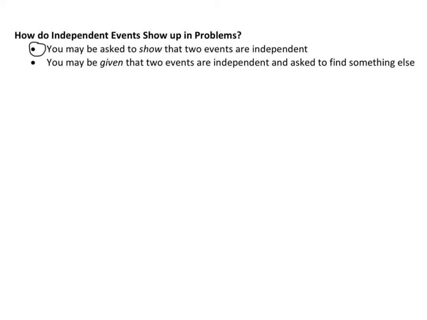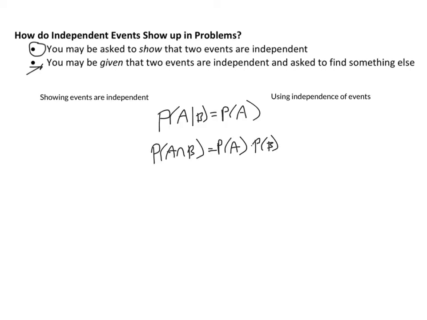The second way that independent events can show up in a problem is that you can be told that two events are independent, or you can infer that two events are independent and use that to get extra information in the problem so that you can find something else that needs to happen in the problem. And the reason that I talk about these two things is that it changes the way that we use those properties that we just talked about on the previous page.